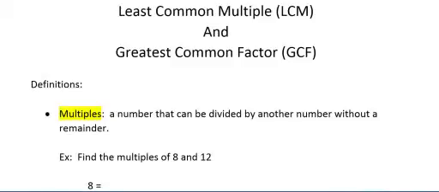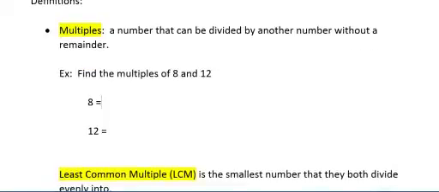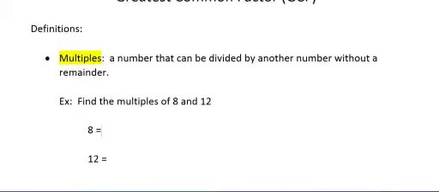Today's lesson will be covering least common multiple and greatest common factor. First, we will be looking at definitions. The definition of multiples is a number that can be divided by another number without a remainder. We will be finding the multiples of the numbers 8 and 12.